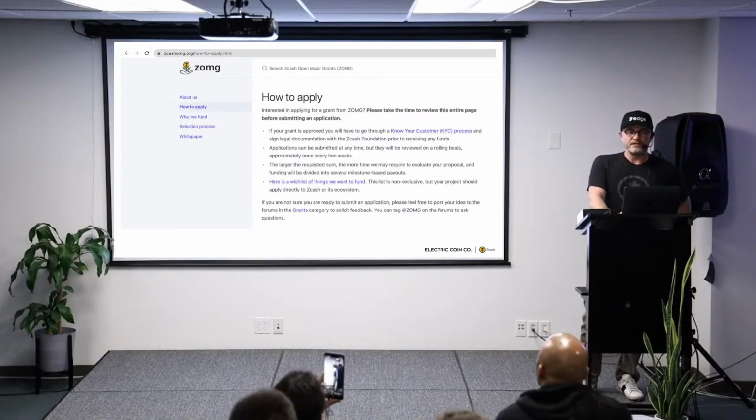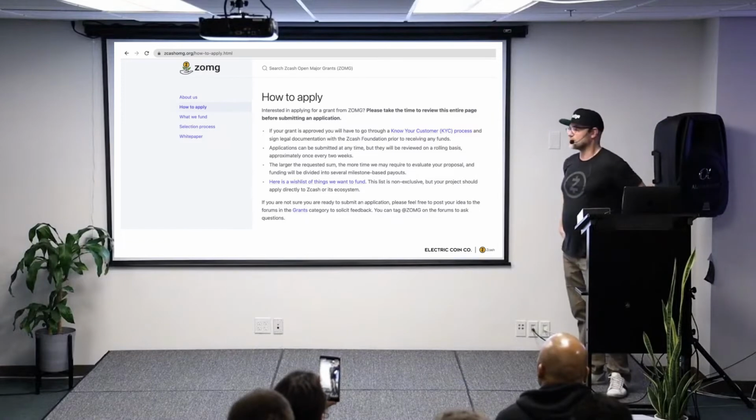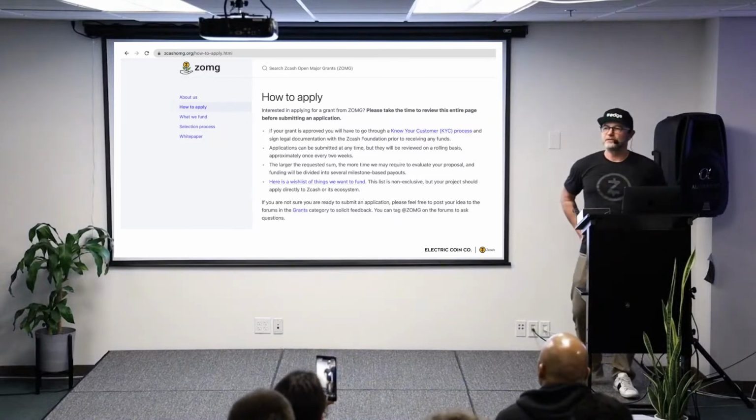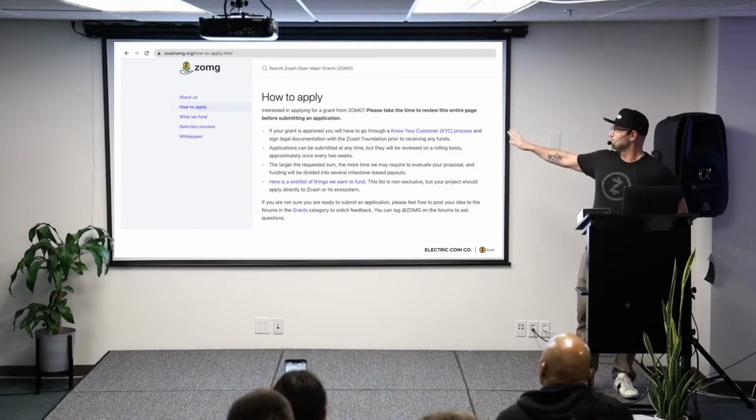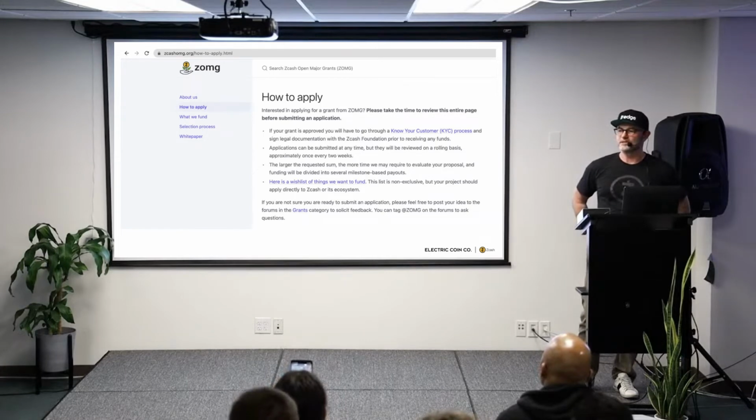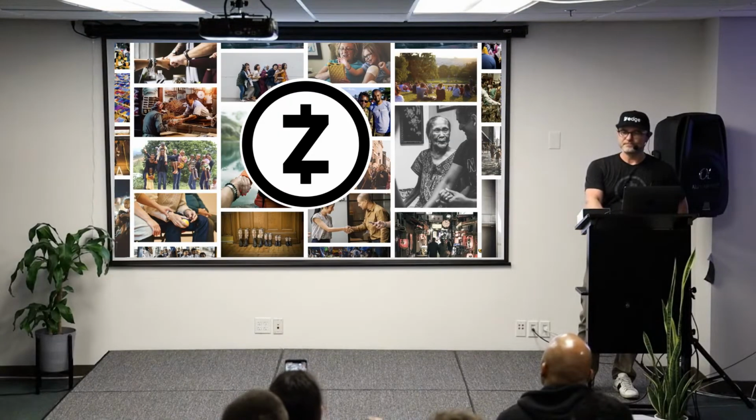And then finally, there are also grants. So again, if you're a developer and you want to work on this stuff, 8% of the total mining reward continues to feed this fund. You can go to the Zcash Open Major Grants organization, request funds, and there are various projects available to work on. So that's Zcash.